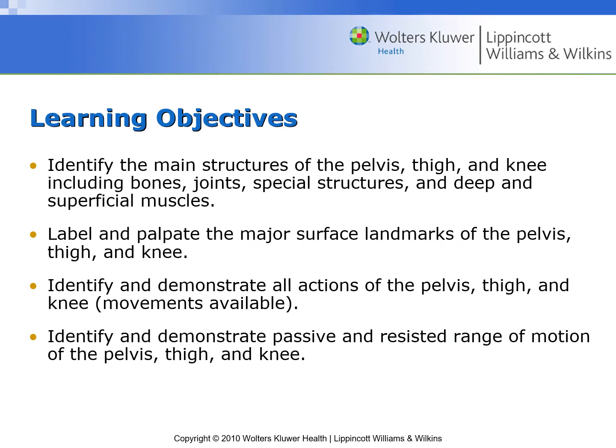The learning objectives for today's lecture are: we're going to identify the main structures of the pelvis, the thigh, and knee, including the bones, joints, special structures, and deep and superficial muscles. We're going to label and palpate the major surface landmarks of the pelvis, thigh, and knee. We're going to identify and demonstrate all actions of the pelvis, thigh, and knee, and the movements that are available. We're going to identify and demonstrate passive and resisted range of motion of the pelvis, thigh, and knee.